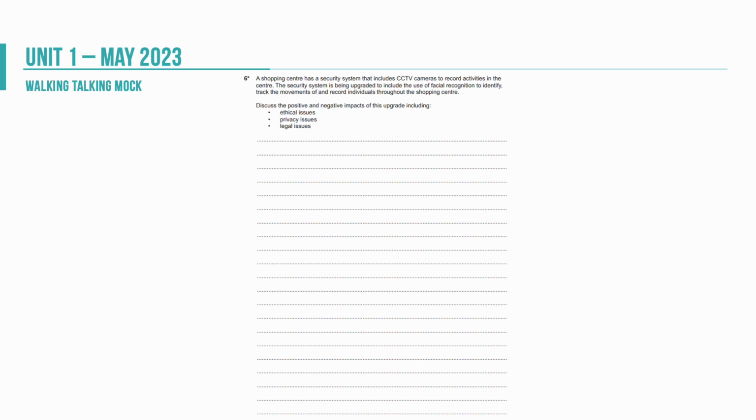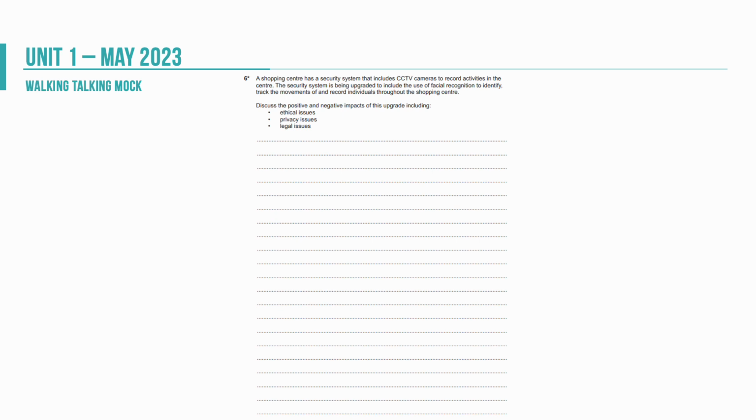We're then on to the essay question. You'll always have an essay question in Unit 1, and it's pretty much always around the topic of things like ethics, privacy, legal, moral, or environmental issues. In this one, a new shopping centre is going to be opening with a new CCTV system, and that's going to record their customers, identify movements, and record individuals throughout the shopping centre. Describe the positive and negative impacts.